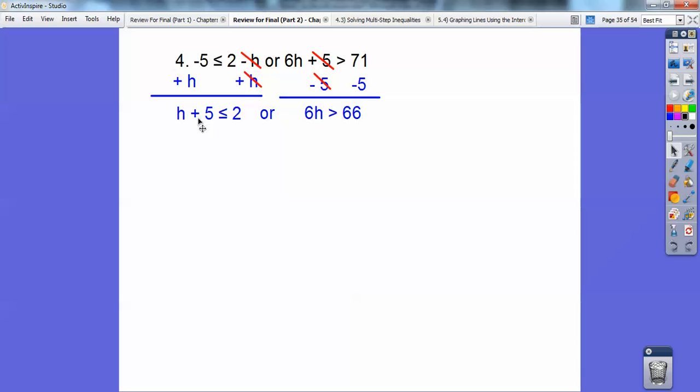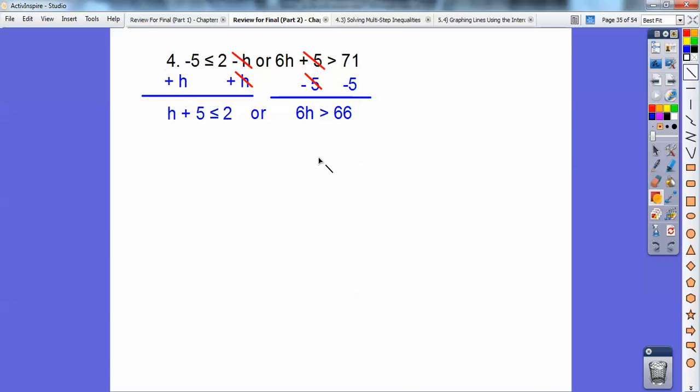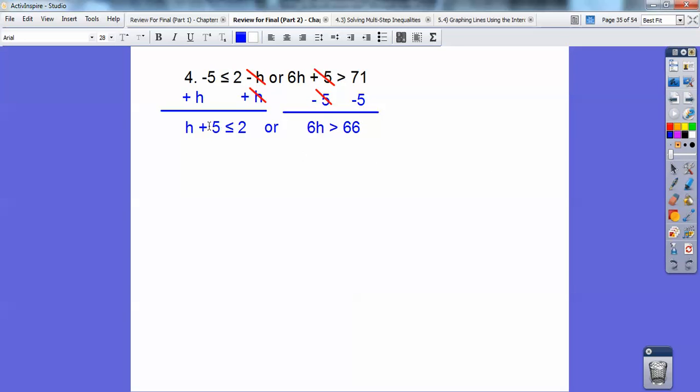Whoops, you're going to see a mistake. Darn it, I thought I had it cleared. This should be h minus 5. I can go ahead and fix that part right now. H minus 5 right here.